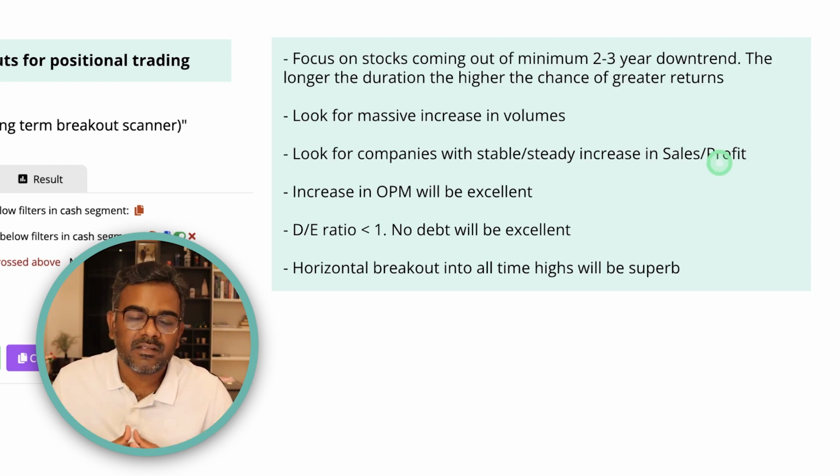Now, why do we look at this? We are looking at this because a company which is increasing its profit in the last few quarters or probably in the last few years means that this company is probably going to do well, and that's why the stock is already heading higher, sensing that change in the fundamental parameters, right?